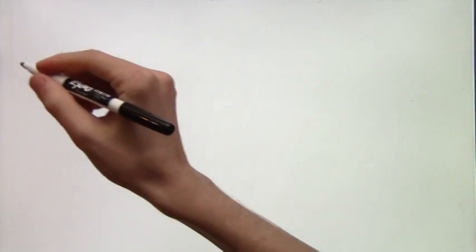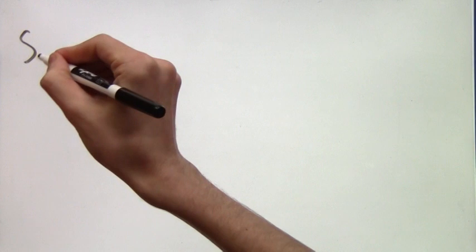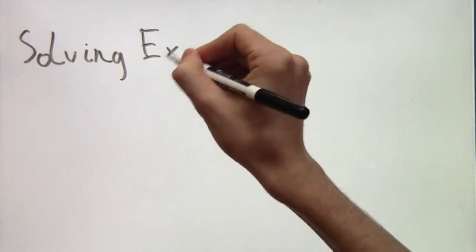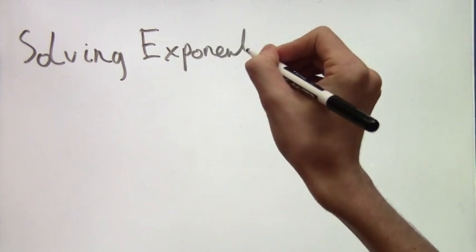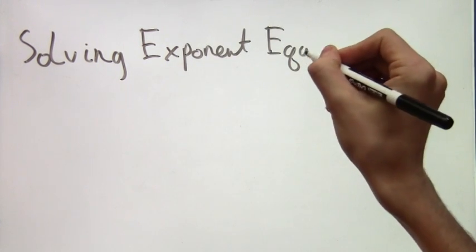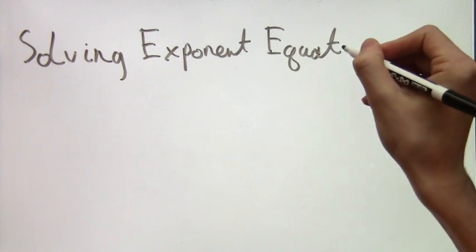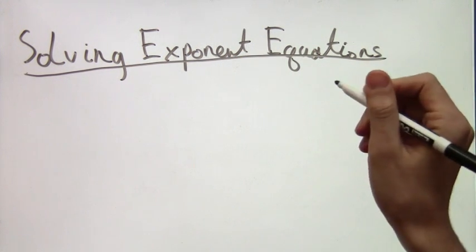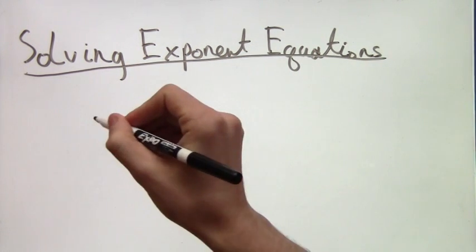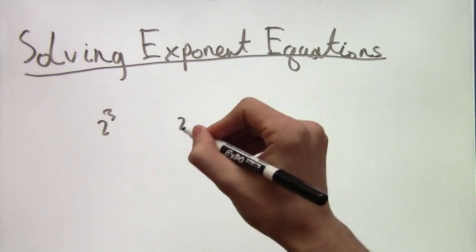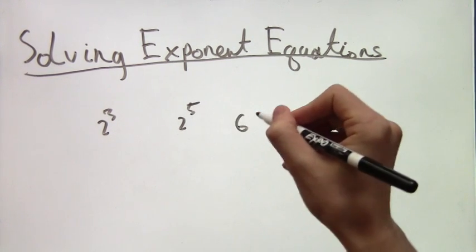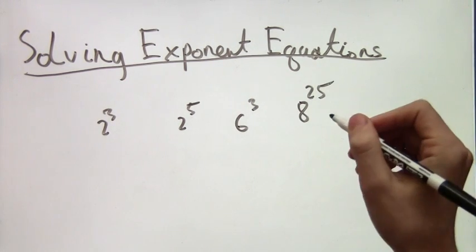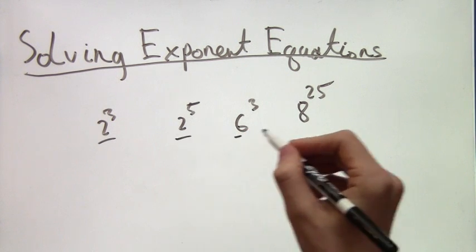In this video lesson, we will learn how to solve exponential equations. So first of all, what do we mean by an exponential equation? Exponents are, for example, 2 to the third and 2 to the fifth and 6 to the third, numbers raised to different powers. You can even have 8 to the 25th.